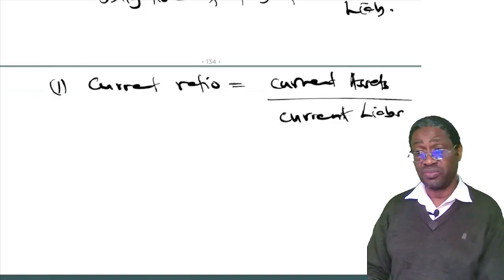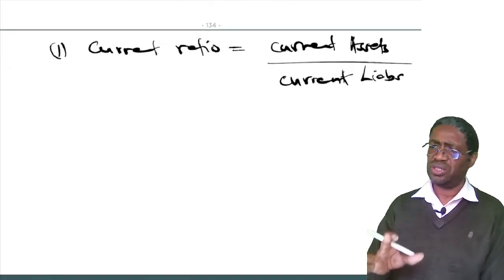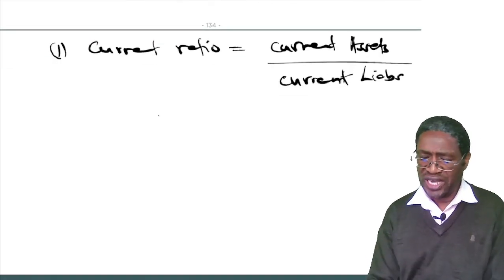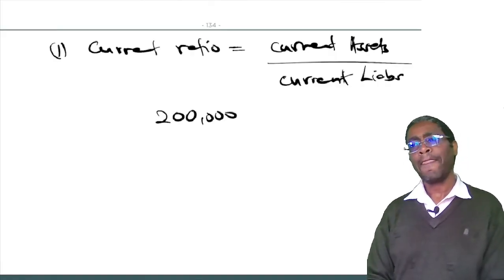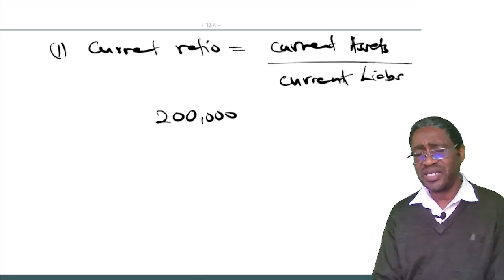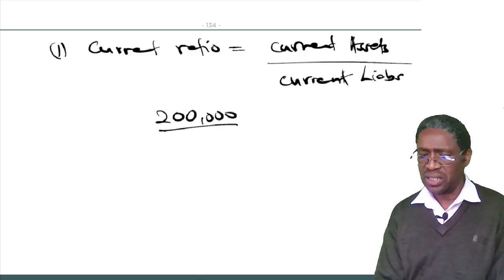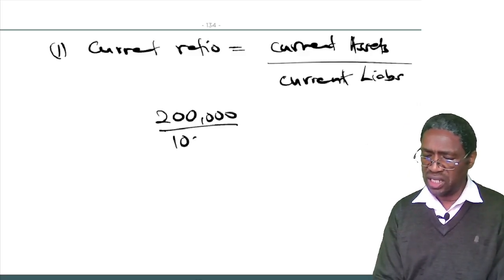Now, let us assume, suppose from the financials, the current assets of your business are 200,000, but the current liabilities of your business are, let's say, 100,000.